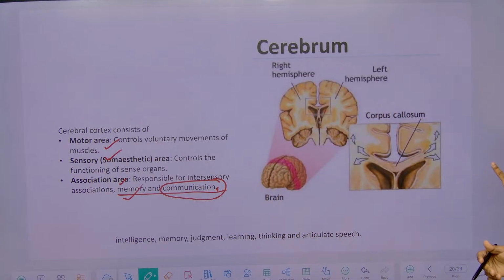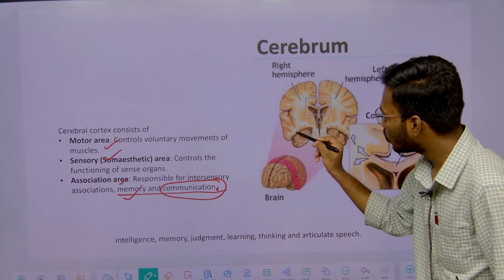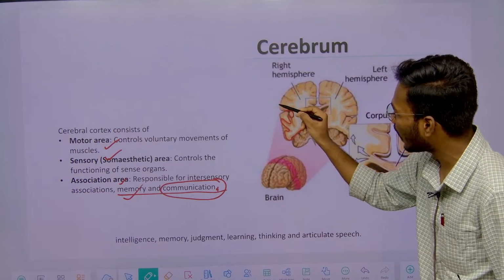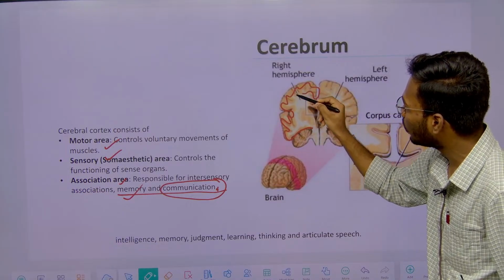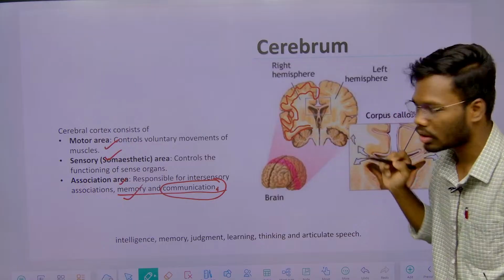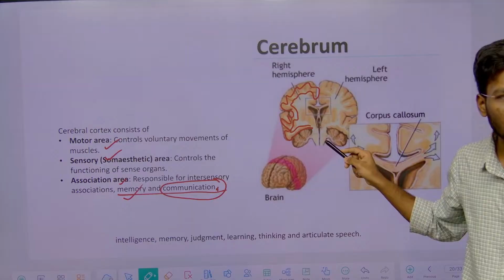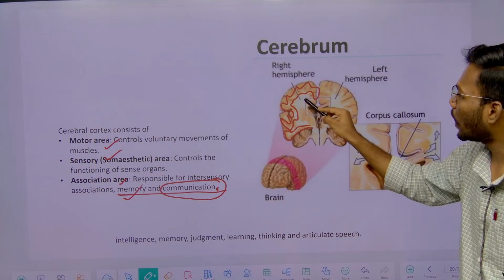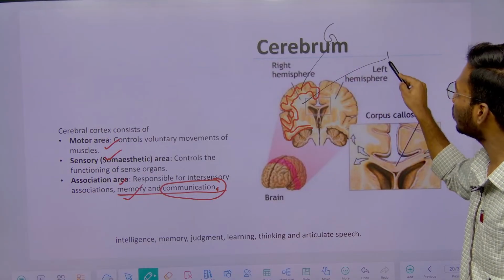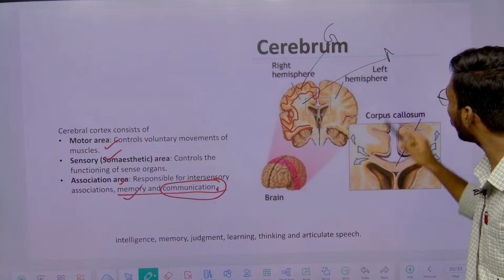If you cross section this cerebrum, you will find two regions. This outer region having some dark portion is called as what? Gray matter. And inside you will see a white opaque kind of thing, which is called white matter. So this is gray matter, this is white matter.